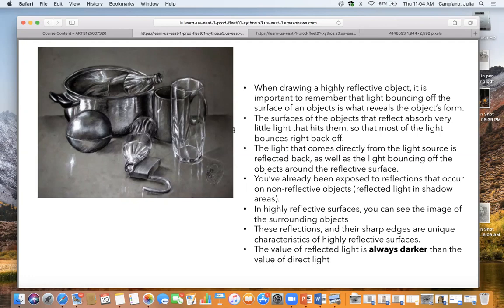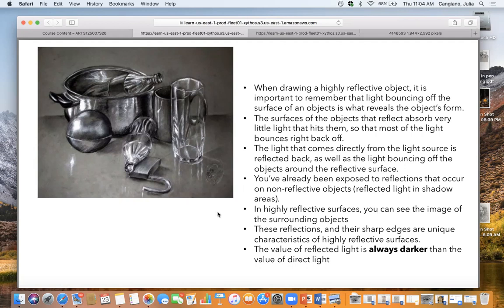But anyway, I wanted to go over this. When you're drawing something like a reflective metal, a highly polished surface, these are some important things to remember. What you're seeing essentially is light being bounced back at you from a highly polished surface. So that's what those reflections are. In other words, it's not absorbing a lot of the light. It's shooting the light right back at us.